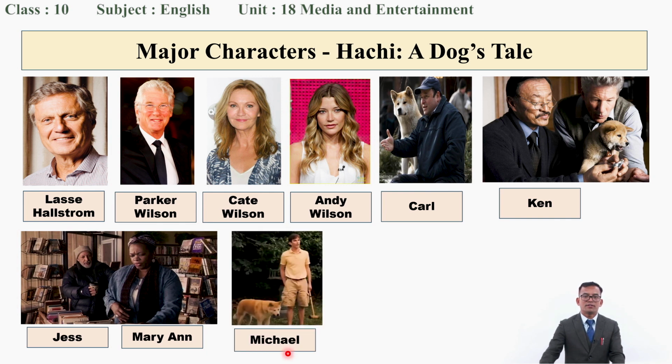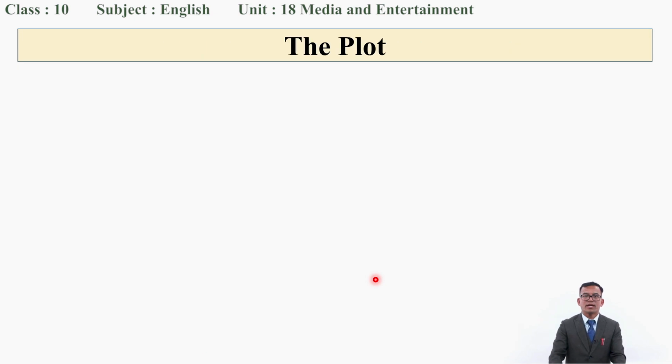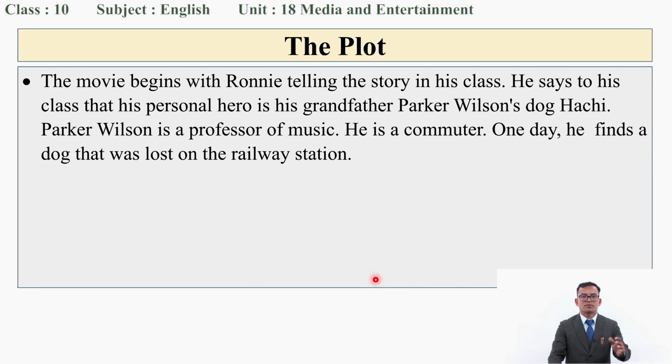And there is another character, Michael, and Michael and Andy are best friends. Later on they marry and become husband and wife. So these are the major characters, and let's talk a bit about the plot of the story.